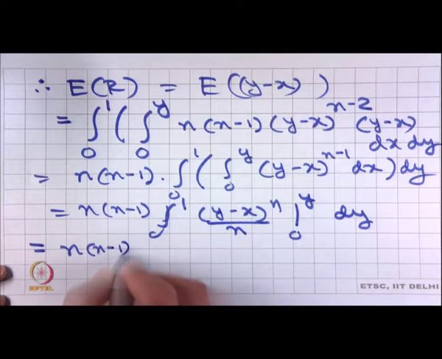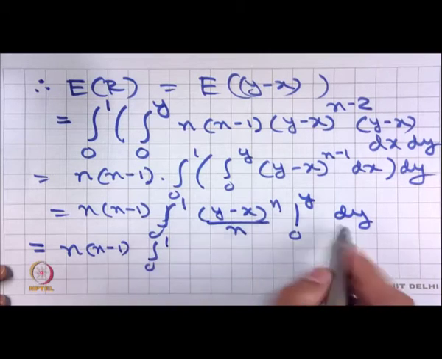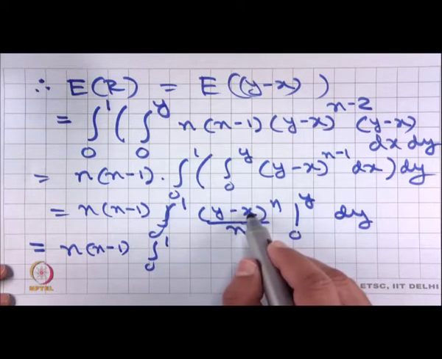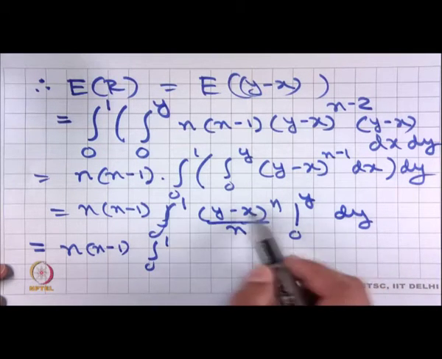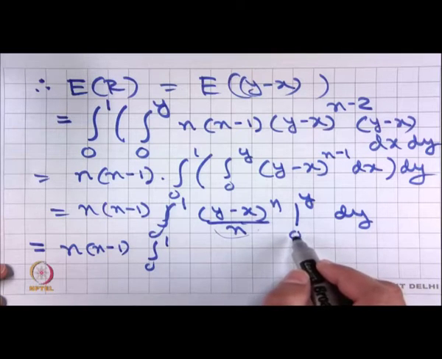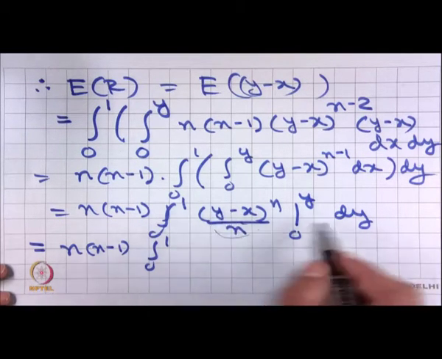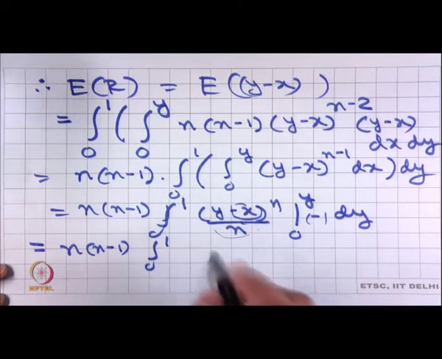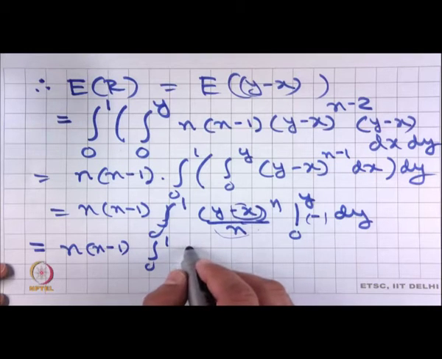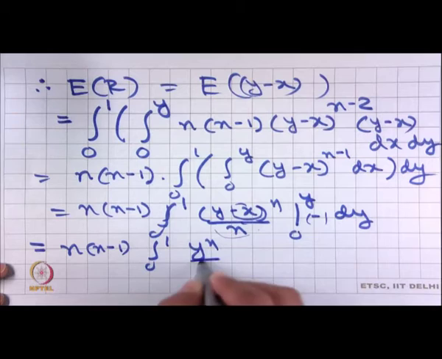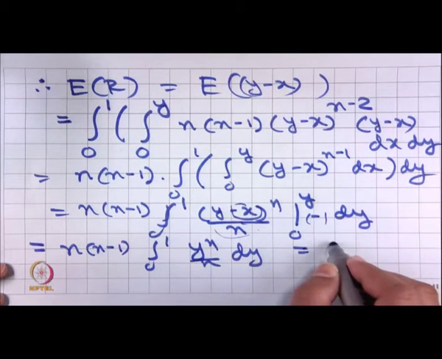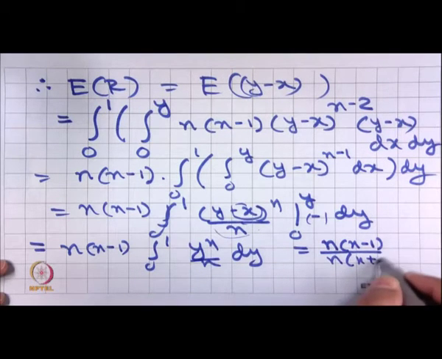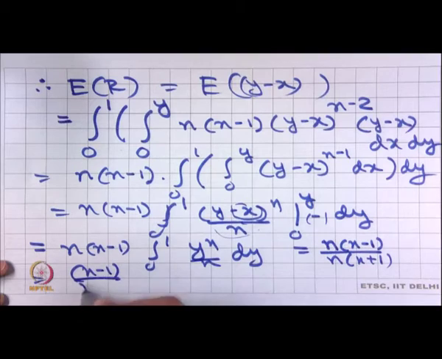n into n minus 1, integration 0 to 1. Now, if I put x is equal to y, this becomes 0. If I put x is equal to 0, it becomes y, but since it is minus x, there should have been a negative sign, and then that will make it positive. So, what will be remaining is y to the power n upon n dy is equal to n into n minus 1 upon n into n plus 1 is equal to n minus 1 upon n plus 1.